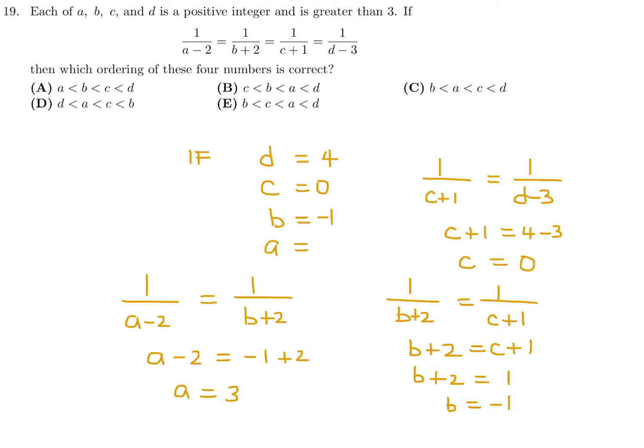Okay, and now we just have to order them, from smallest to largest. So smallest is b, then c, then a, and then d. So it would be b less than c less than a less than d. And of the answer choices, that would be represented by E.